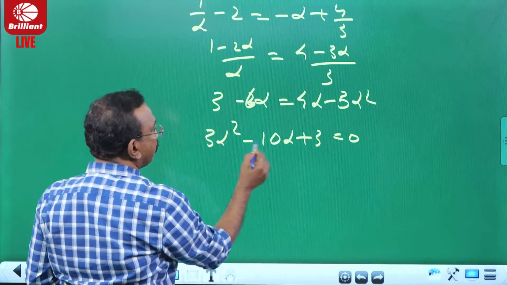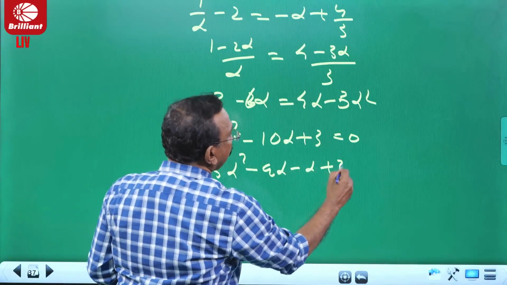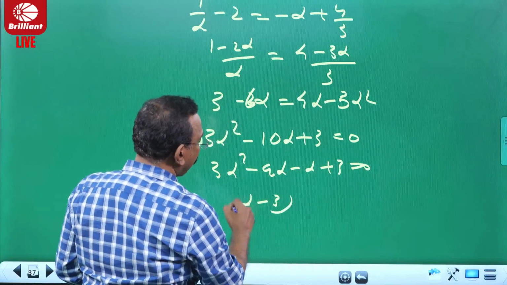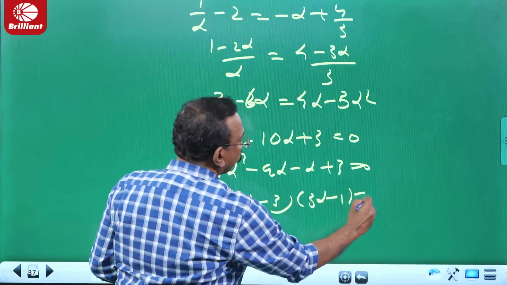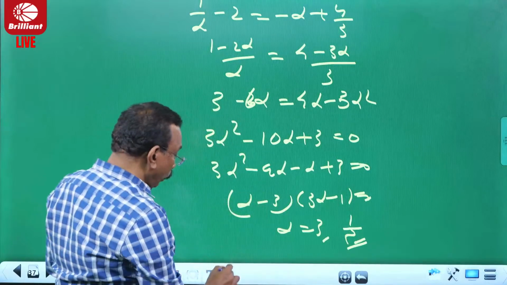So we got the equation 3α² − 9α − α + 3 = 0. So (α − 3)(3α − 1) = 0. So α is equal to 3 or 1/3. There are two values. But look at the problem.